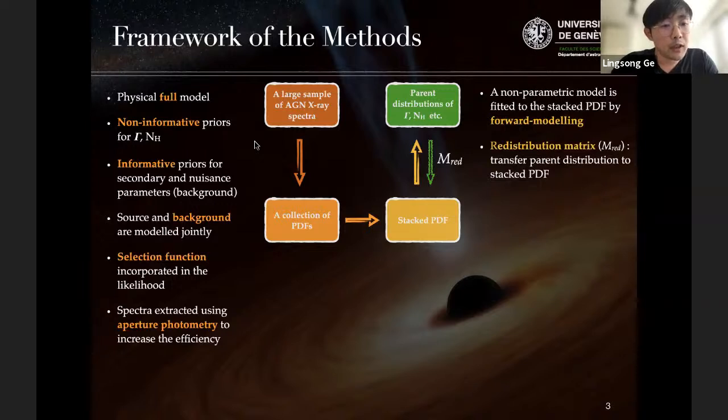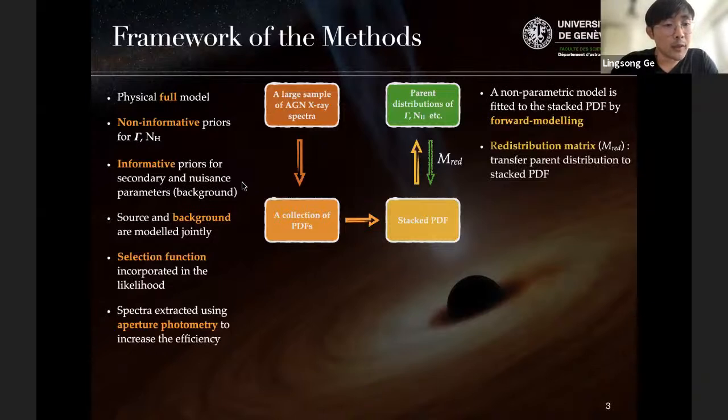Since we're dealing with low count rate data, we obviously have to model the source and background jointly. And the selection function is included in the likelihood function, since our data detection band is different from the data fitting energy band. Also, we extract the spectra not in the classical way, from the event files, but we use aperture photometry with a consistent energy binning.